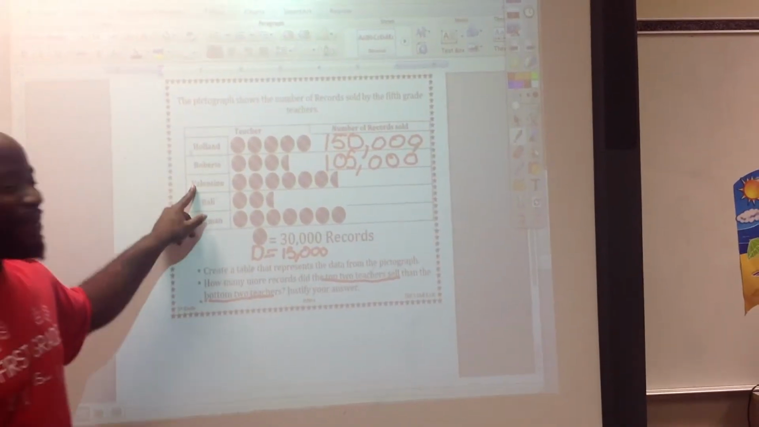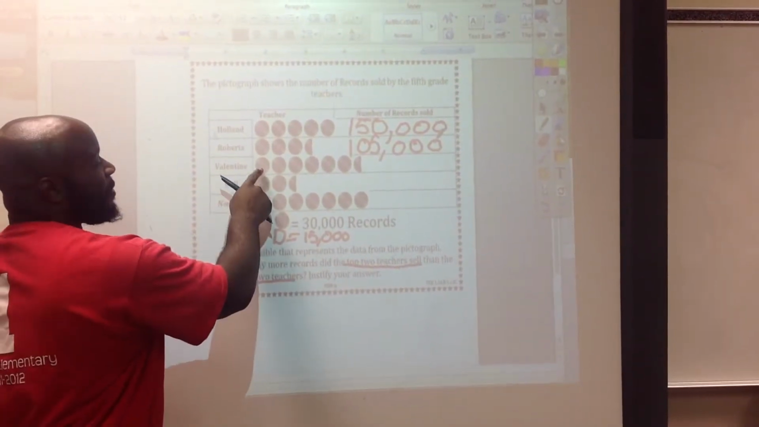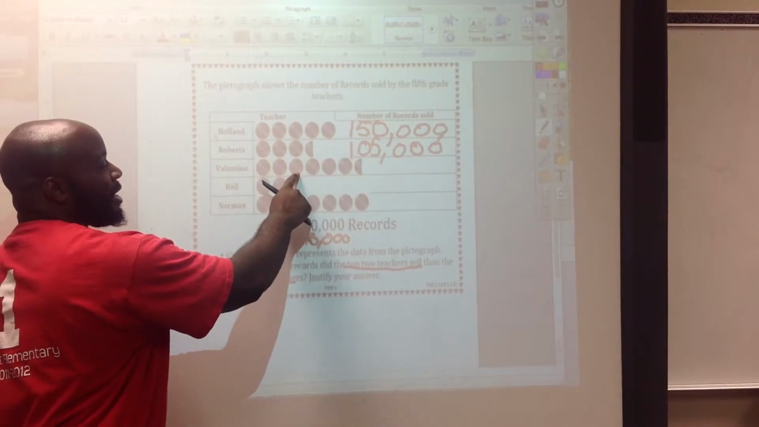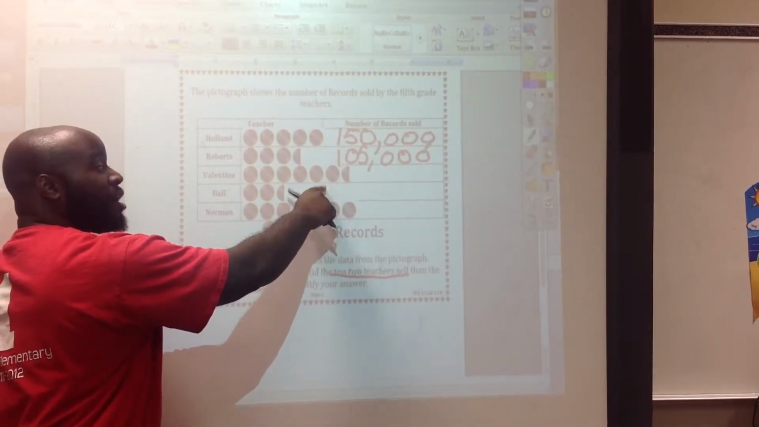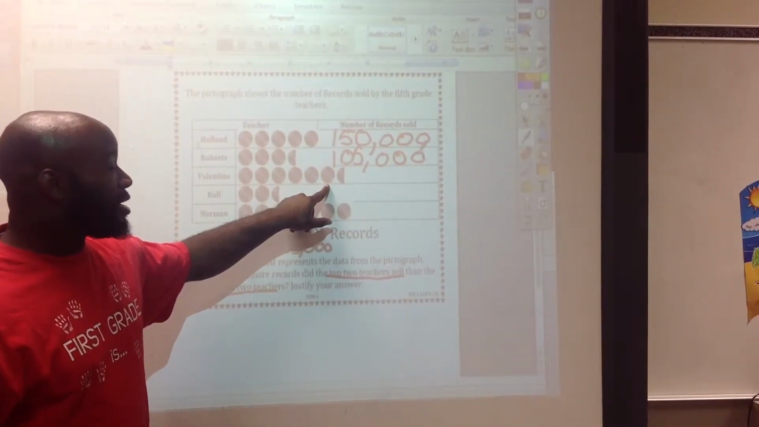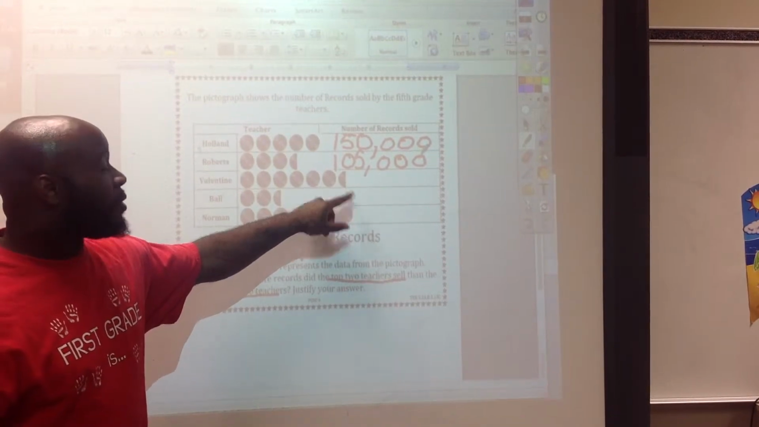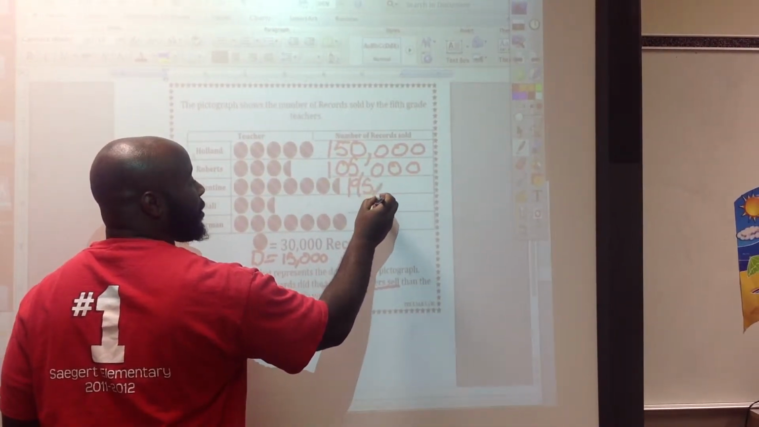Now down here we get here to Mr. Valentine, and we're going to see how many records he sold. So I have 30, 60, 90, 120, 150, 180, and then I have a half record right here. So I have to do 180 plus 15, which is 195,000 records sold.